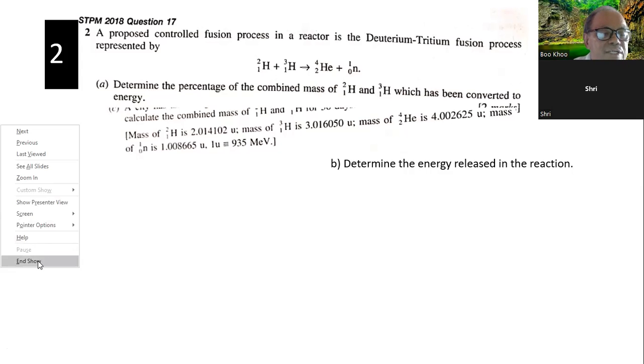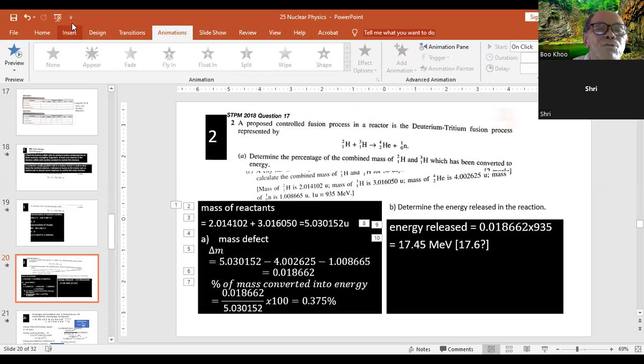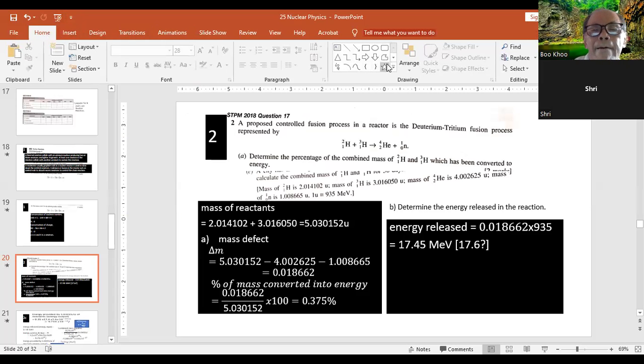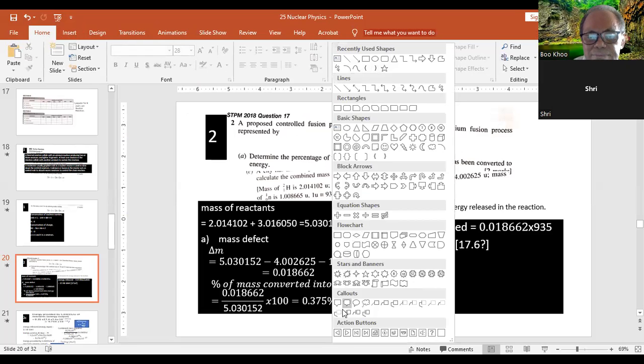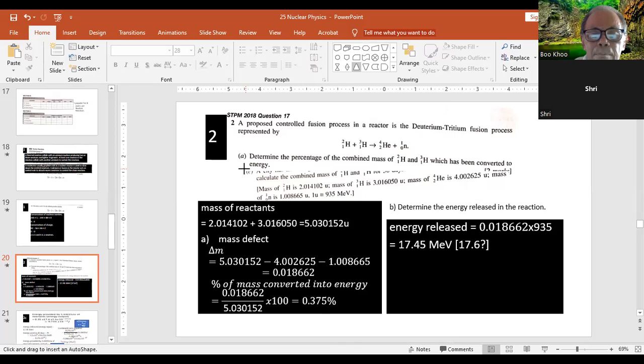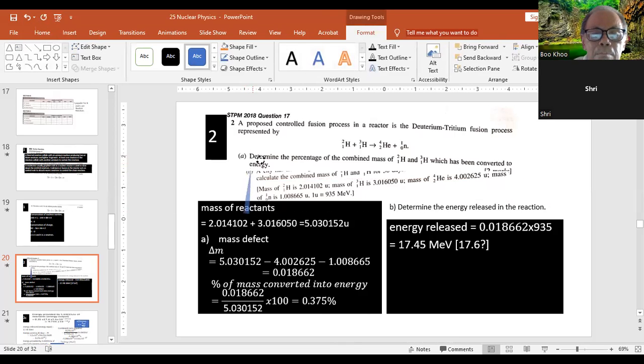Let me just get rid of, sorry, too many distractions. Go and calculate now. Don't look at the answer. You calculate the mass of the reactant first, and then you subtract the product, and then you find the mass defect. The mass defect divided by the mass of reactant times 100. That's it.